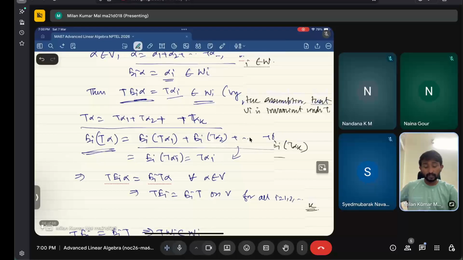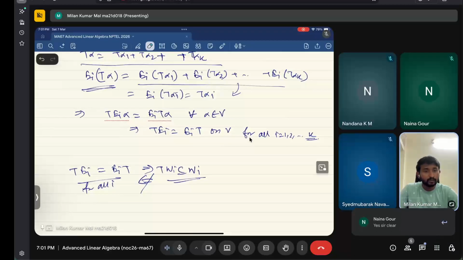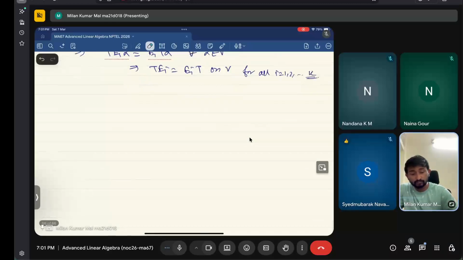So is it clear what I am trying to say? So here the two-way implication is not true: if T commutes with a single Ei, that will imply the range of that Ei is invariant under T. But if a specific Wi is invariant under T, that does not imply that T will commute with Ei. So okay, if there is any problem with anyone, you can let me know. I will try to explain a little more.